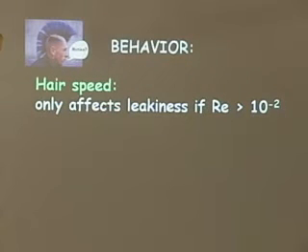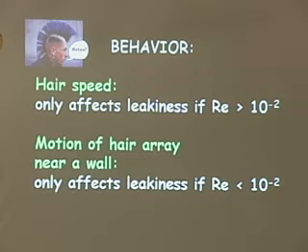Now let's consider behavior instead. That is how the organism moves the appendage around. And as you saw in the graph I showed you, hair speed, that is Reynolds number, only affects leakiness if the Reynolds number is greater than 10 to the minus 2. But if we think about a different behavior, which is, do you move your appendage close to a body surface or far from a body surface, we get a very different result. We found that the motion of a hair array near a wall only affects leakiness if the Reynolds number is less than 10 to the minus 2. So different behaviors affect leakiness at different Reynolds numbers.